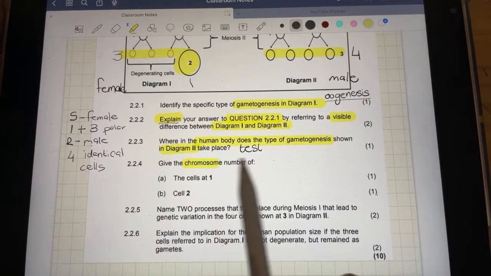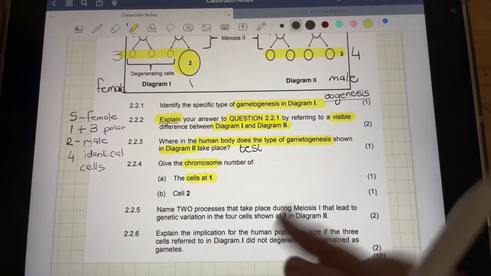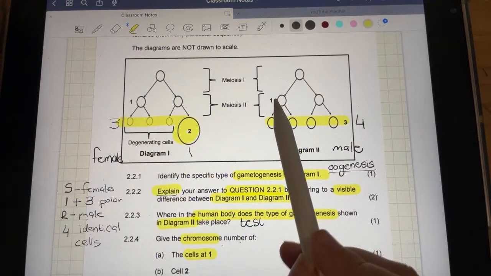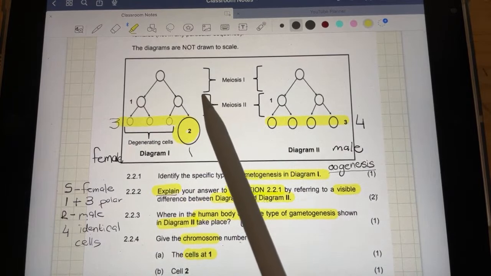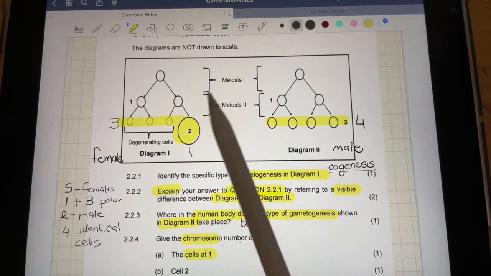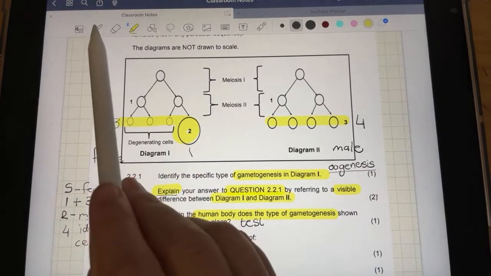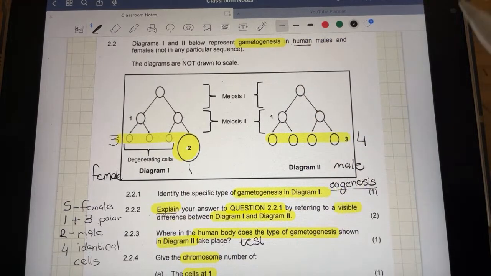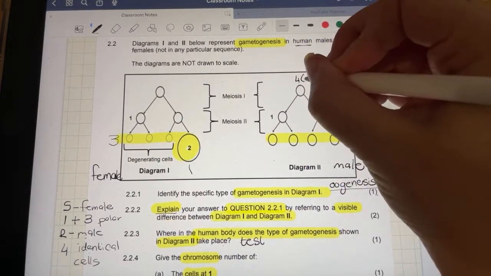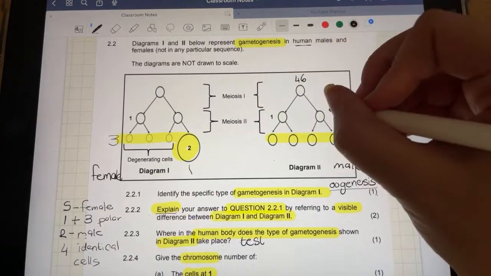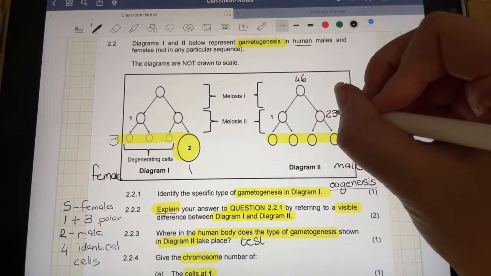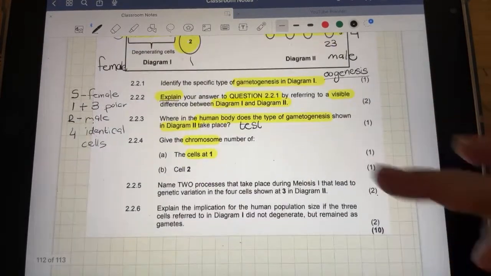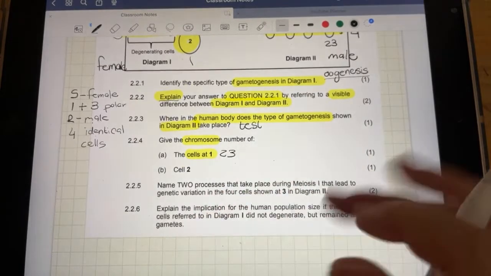Give the chromosome number of cells at 1. So let's have a look here. Cells at 1. So these cells over here, this cell and this cell. What is the chromosome number? Well, they've undergone meiosis 1, which means that they have already halved their number. And to go back here, it is in humans, which means when we started this process, we were at 46 up here. After meiosis 1, we're already at 23 chromosomes. And remember, after meiosis 2, we will still be at 23 chromosomes. So my answer for this one is going to be 23.